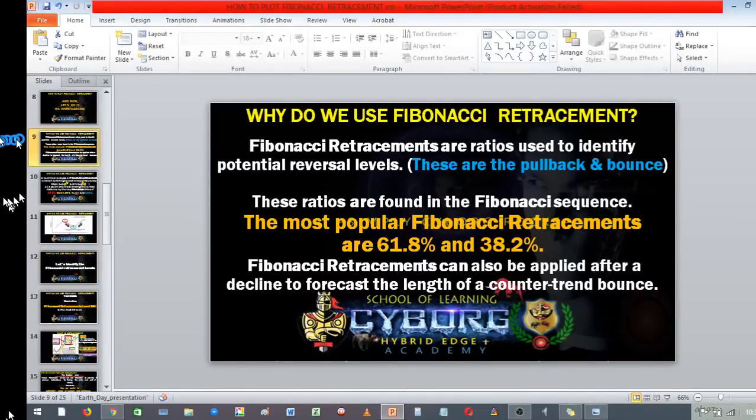Why do we use Fibonacci retracement? Fibonacci retracements are ratios used to identify potential reversals or levels. These are the pullback and the bounce. These ratios are found in the Fibonacci sequence. The most popular Fibonacci retracements are 61.8 and 38.2. Fibonacci retracements can also be applied after a decline to forecast the length of a counter trend bounce.